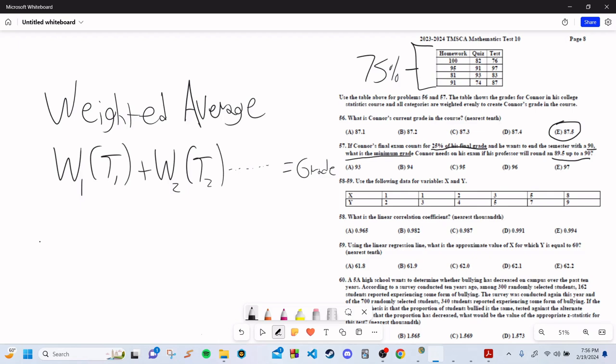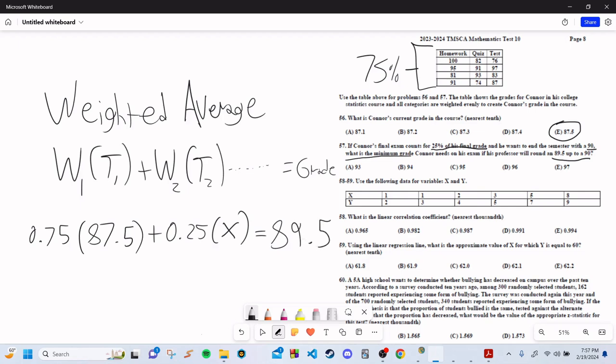Okay, so 0.75 is our first weight. And as we had calculated in the last problem, that grade came out to 87.5. We're going to add it with the second weight, which is 0.25. And then this thing, we're going to call it x. That's going to be what he needs to get on this exam. And we want this to be equal to 89.5, because then the professor will round it up to a 90. So we'll solve for x.